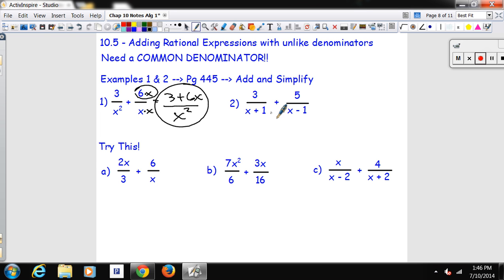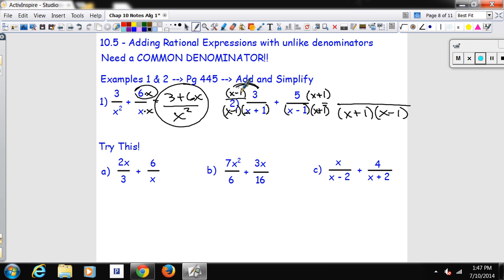Now, if you notice, this one has two different parentheses. A common denominator is always when you multiply the two together. So I could put x plus 1 times x minus 1 as a common denominator. The top one is going to need the x minus 1, so x minus 1 over x minus 1. You're going to need to multiply top and bottom by x minus 1. This fraction, you're going to need to multiply by x plus 1 to get the common denominator.